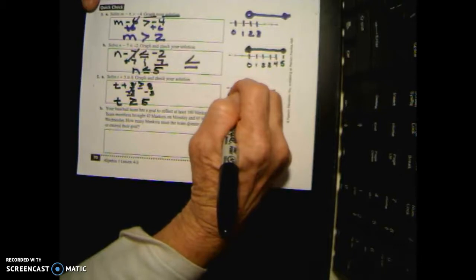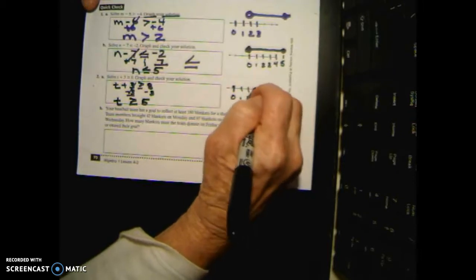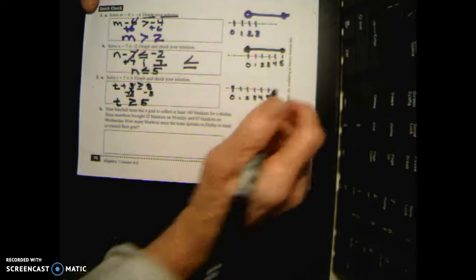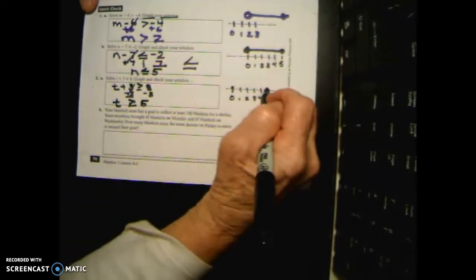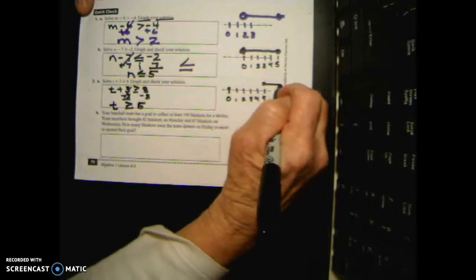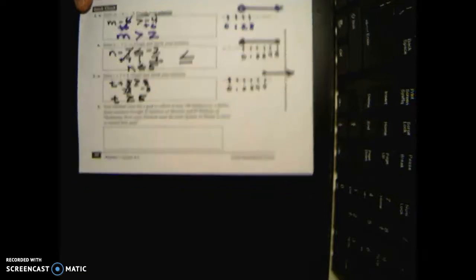So I'm going to start, again, you can start this anywhere you like. I'm going to put 0, 1, 2, 3, 4, 5. T is greater than 5, or it's equal to. So once again, a closed circle. But now my arrow goes every number going into the positive direction.